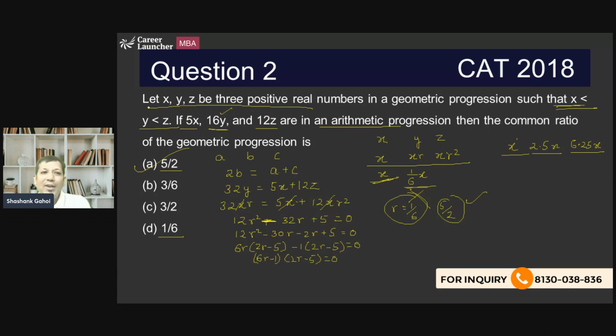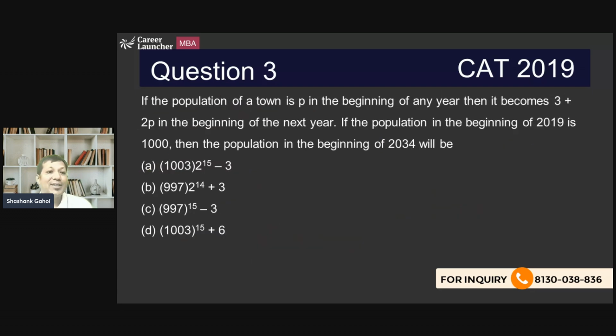Okay, so now let's move on to the next question. What does it say? It says the population of a town is P at the beginning of a year. Then it becomes 2P plus 3 at the beginning of the next year. Okay. If the population at the beginning of 2019 is 1,000, then what is the population in 2034 going to be?